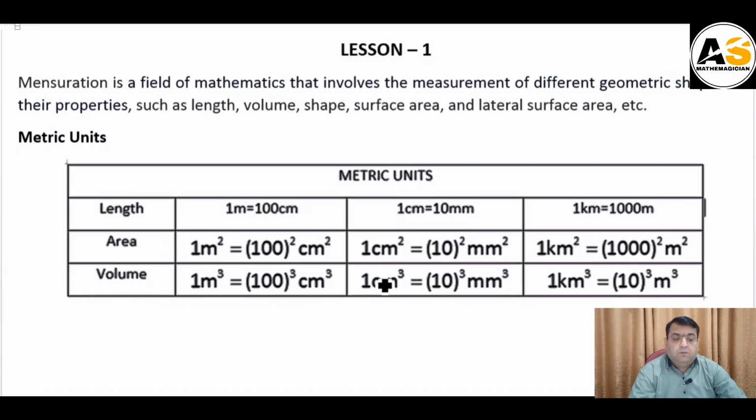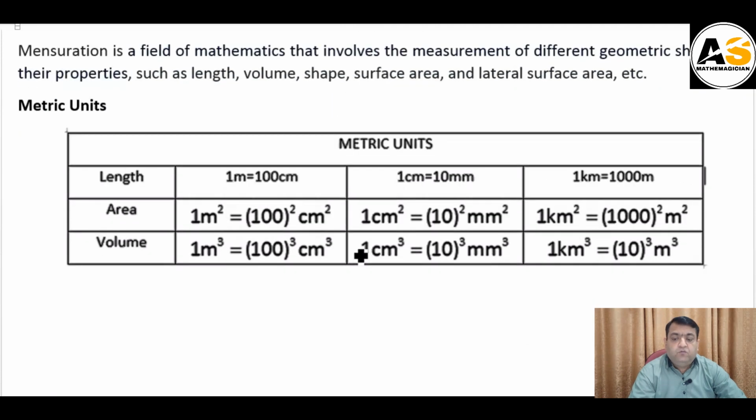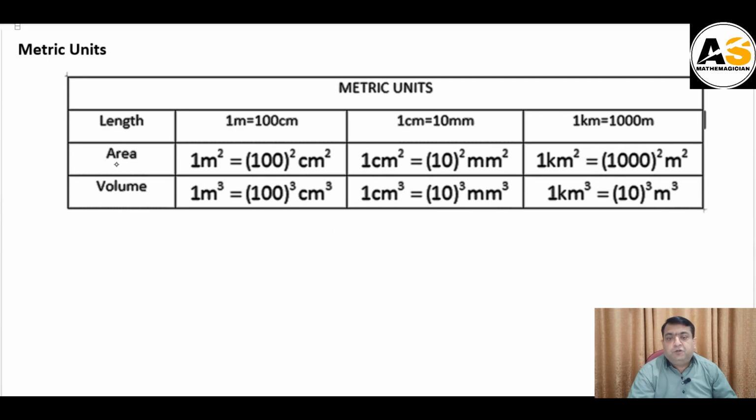Before moving into the topic, we just need to understand metric units. For length, common units used are meter, centimeter, millimeter, and kilometer. And the same units are used for area. Instead of meter we use meter square, and for volume we use meter cube, centimeter square, centimeter cube, kilometer square and kilometer cube, etc. First of all, we need to learn about the conversion of one unit into another.